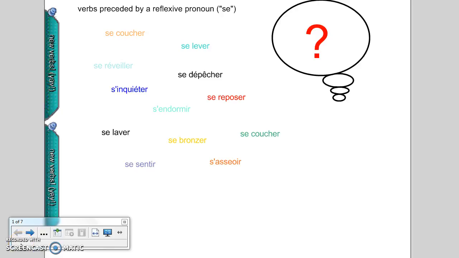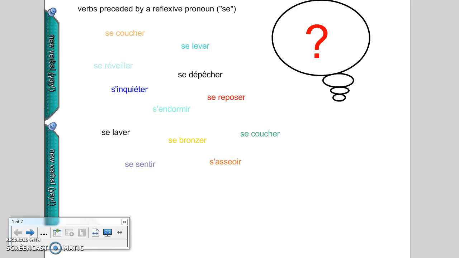Hello and welcome to your reflexive verb review. So today we are going to talk, mainly focusing on how to conjugate them, because that's what you need to know for your quiz, but also going over what exactly a reflexive verb is and how it differs from English. So how do we recognize a reflexive verb?